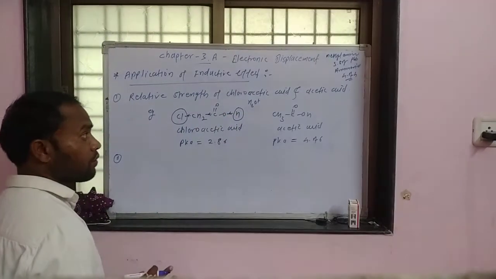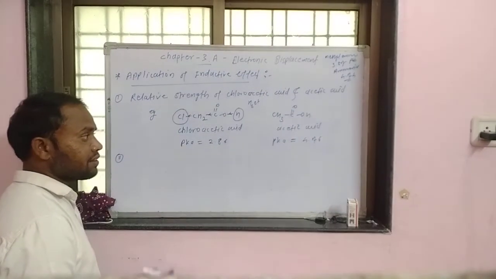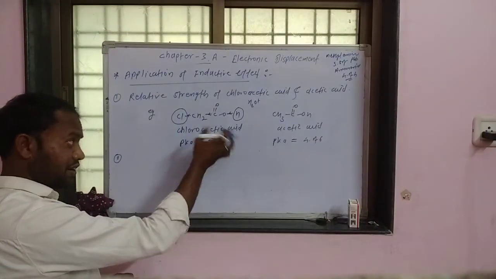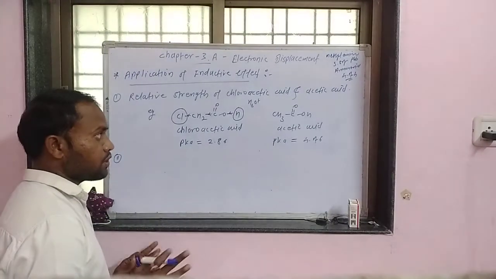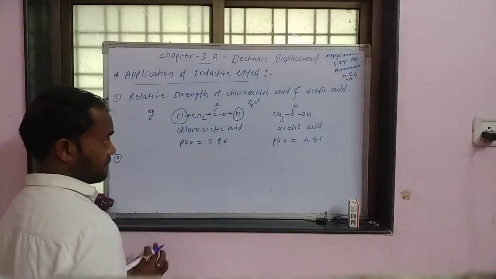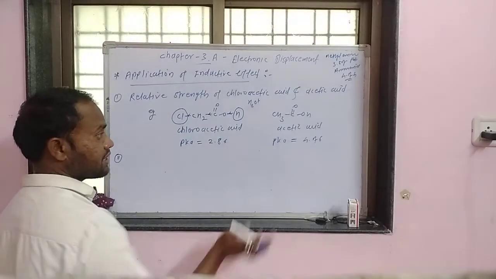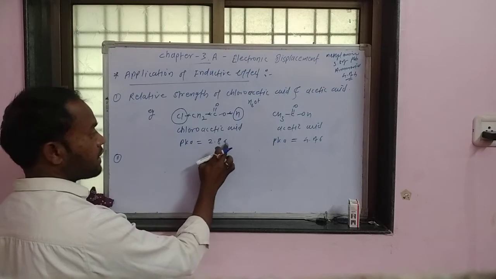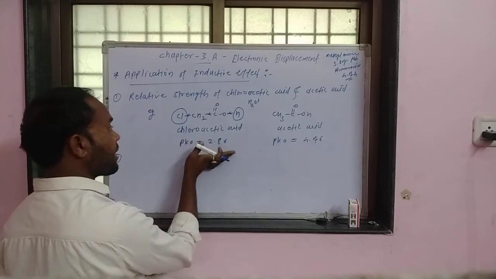What is the difference between chloroacetic acid and acetic acid? Chloroacetic acid is the stronger acid because of its tendency to release H+ ions in aqueous solution. Protons are easily removed from chloroacetic acid as compared to acetic acid. Hence chloroacetic acid is a stronger acid. Chloroacetic acid pKa value is 2.86 and acetic acid pKa value is 4.76. The lesser the pKa value, the greater the acidic strength.